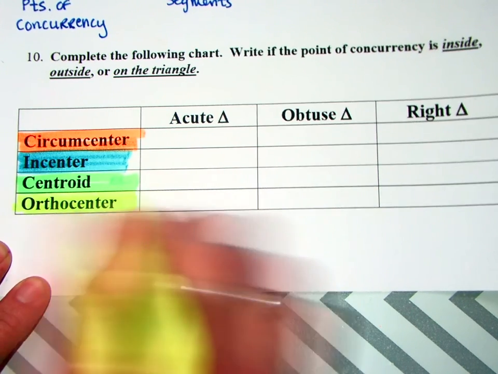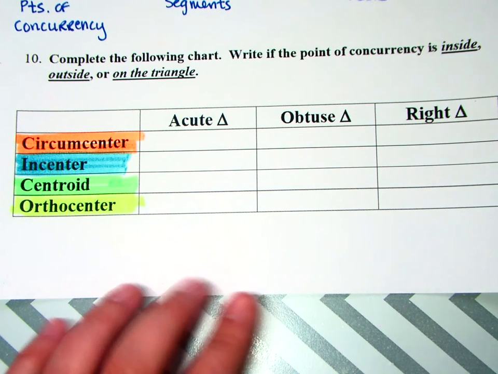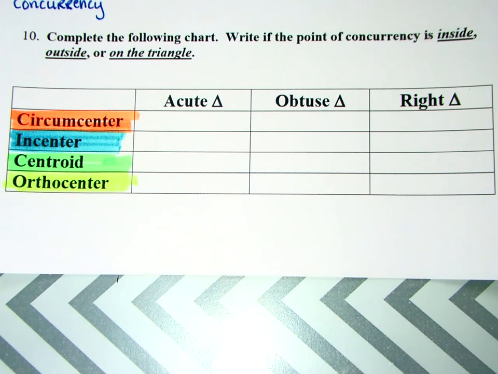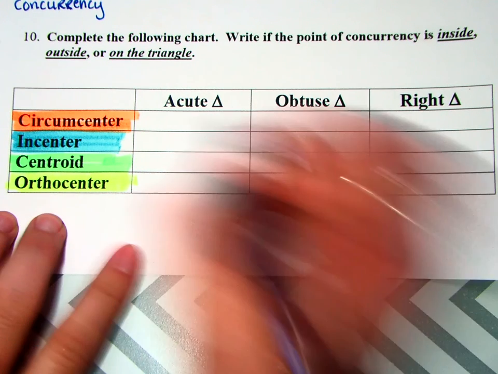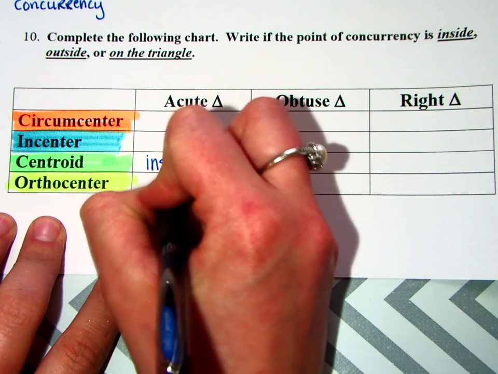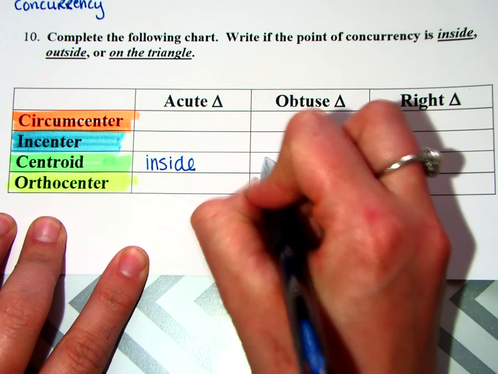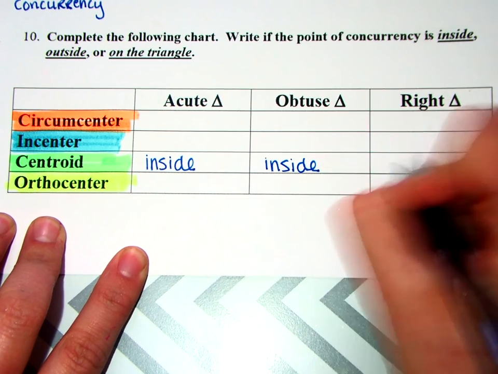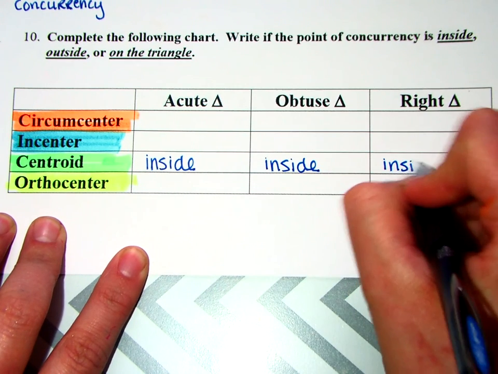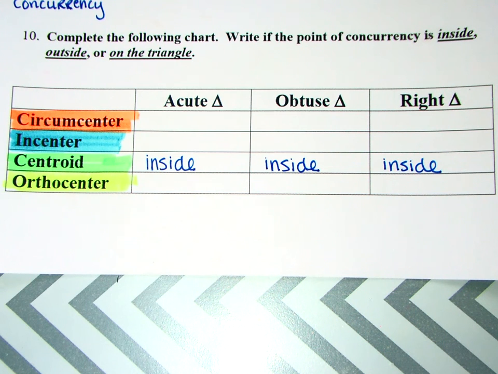Now, since the centroid is the balancing point of a triangle, if I'm balancing inside of my triangle, that point is always located inside. I can't balance a triangle outside of the triangle. So the centroid, if the triangle is acute, it's always inside. Obtuse triangle, it's inside. And if it's a right triangle, it's inside. I can't balance on a triangle if my balancing point is not inside of the triangle.